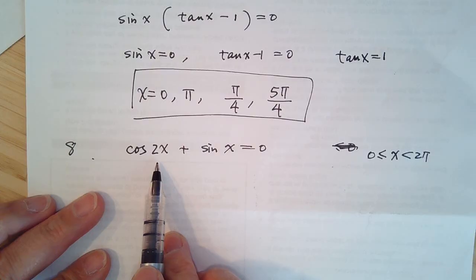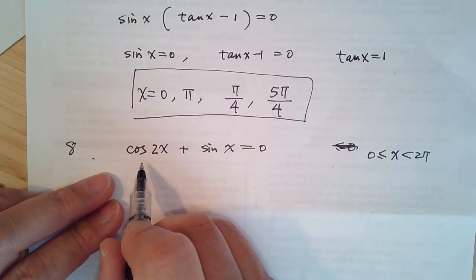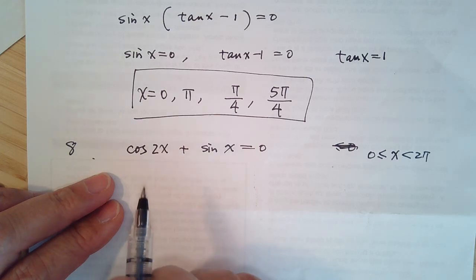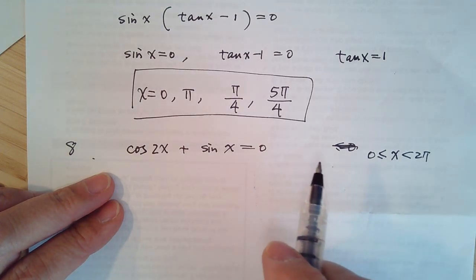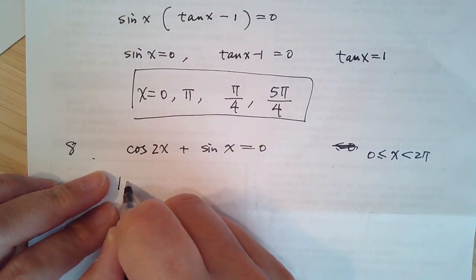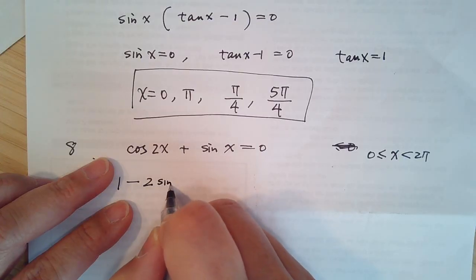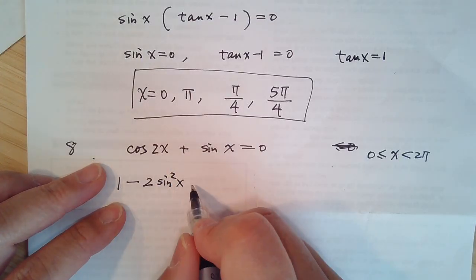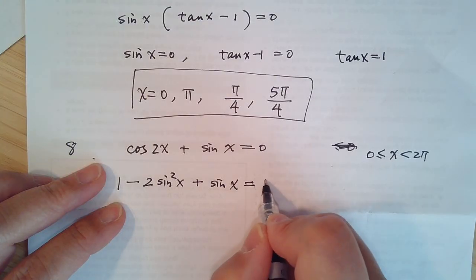This is a double angle formula, right? And I need the double angle formula for cosine. Remember, there are 3 of them. Cosine square minus the sine square, and 1 minus 2 sine square, or 2 cosine square minus 1. So in this case, I'm going to use the sine because here is the sine. So 1 minus 2 sine square x, that's that, and then plus the sine x equals 0.